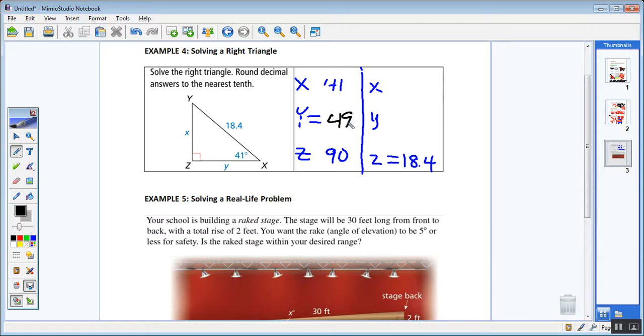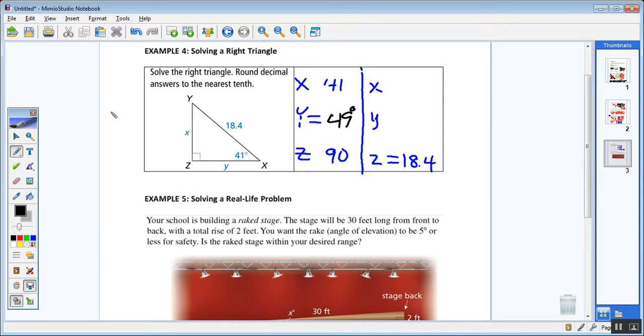How many had 49 degrees? Everybody did? Okay. How about thoughts on where to put my work to solve for x? I'm just going to pick a new page here. How about thoughts for finding the length of x?